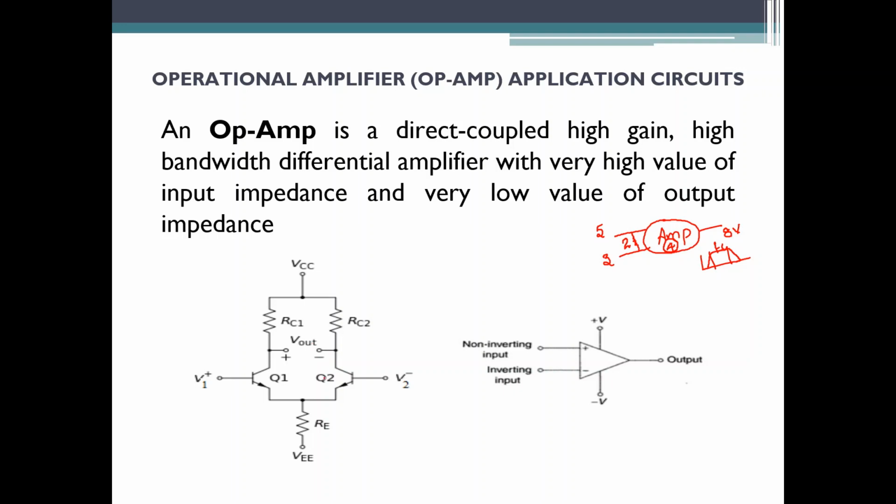This is a general indication of your op-amp. The symbolic indication is shown here. You can see there are two terminals. One terminal is inverting and the other terminal is non-inverting. Also you can see it has two supply voltages, plus VCC and minus VCC, and one output terminal.